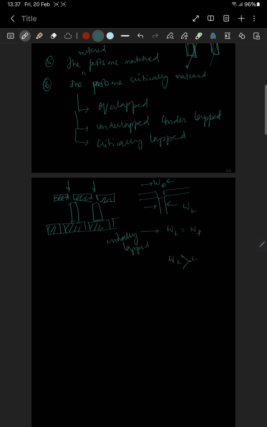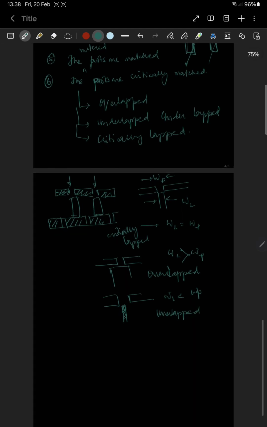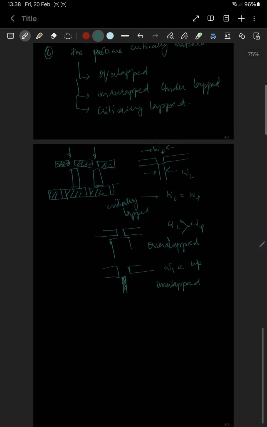Width of land greater than width of port, which will look something of this sort. So this is overlapped. Width of land less than width of port, something of this sort, is underlapped.